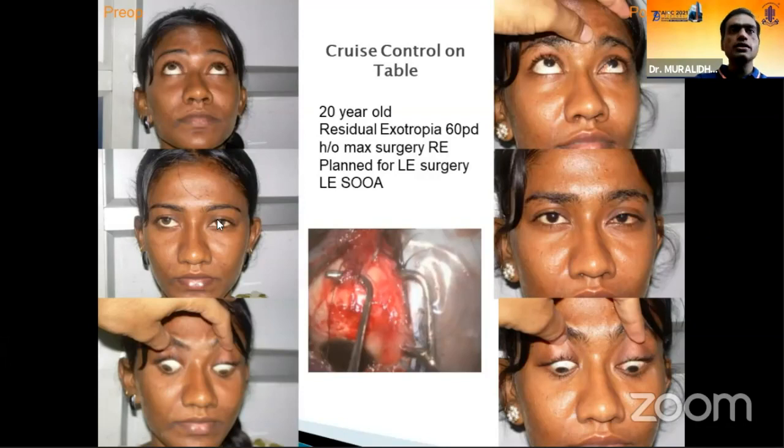And please also note that she has a small left ptosis, which persisted in the postoperative period. So all these factors need to be noted down in your pre-op case sheet. If you don't do this, not only can you land up in medico-legal issues, but you can land up with unpleasant surprises on the table.